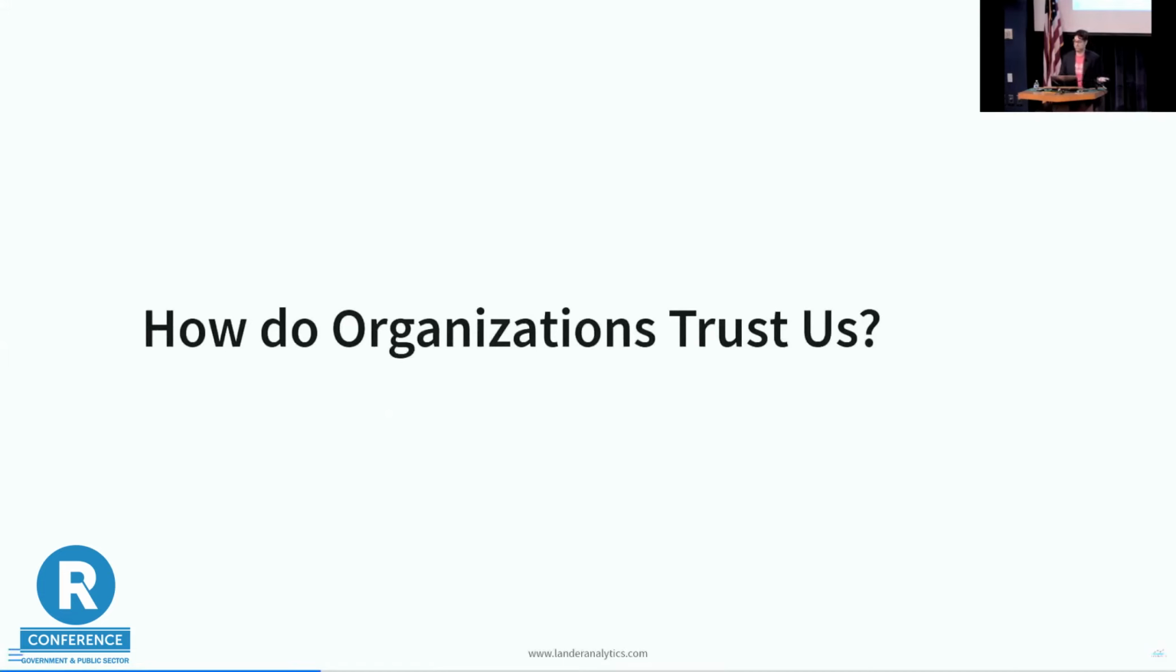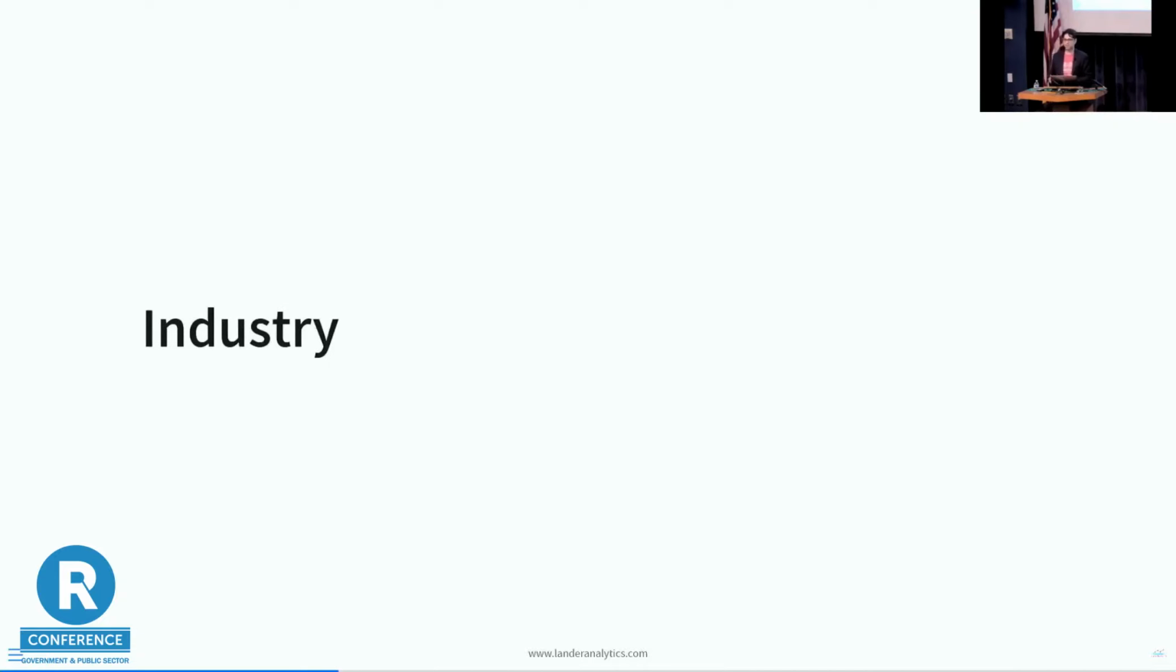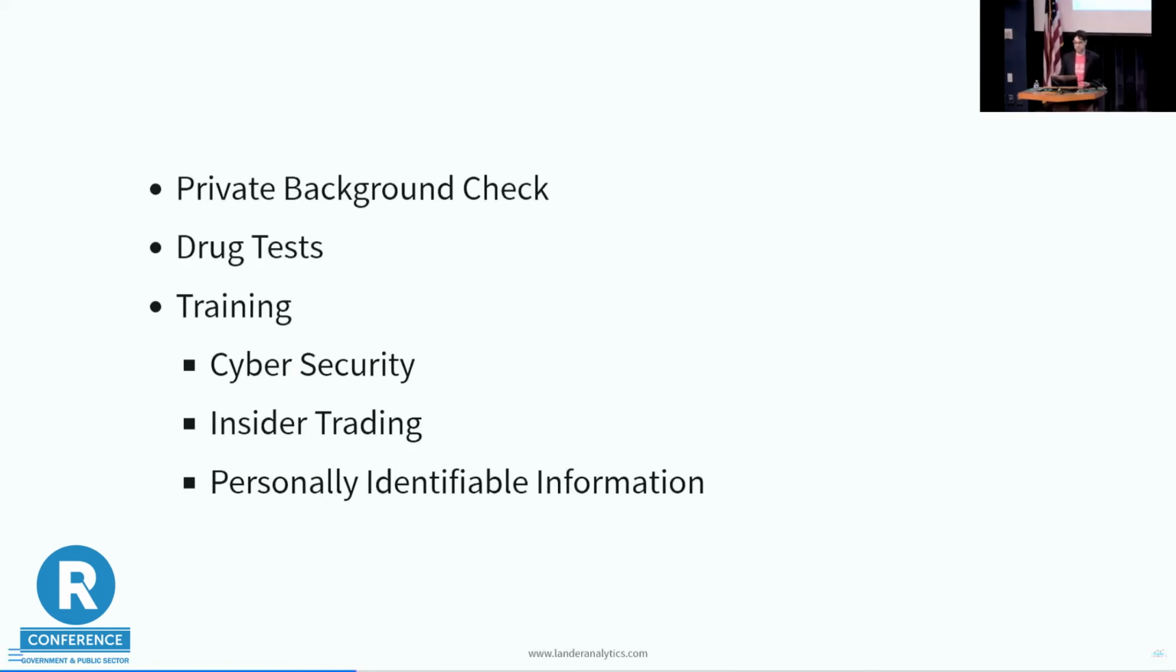They care about security. So how do these organizations know that they can trust us as an outsider to do this? Who are we? So for industry, and this is like private and public companies, they might put us through private background checks like Sterling. They might make us take drug tests. They'll put us through their training, like their cybersecurity training, their insider training. You get the idea.